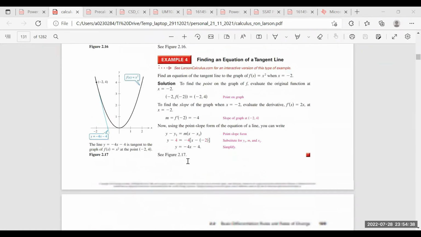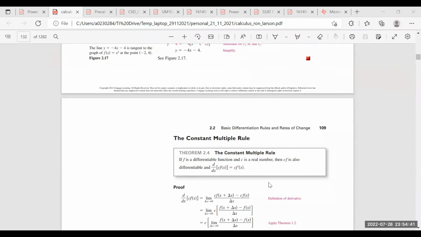Okay, so that was about the equation of a tangent line. Now let's learn another rule. The fourth one is the constant multiple rule. The constant multiple rule states that if there is a function which is differentiable and c is a real number, and your function is of the form c times f of x, and you're asked to find the derivative, then d by dx of c times f of x, you can separate out the number and then just find the derivative of the function itself.